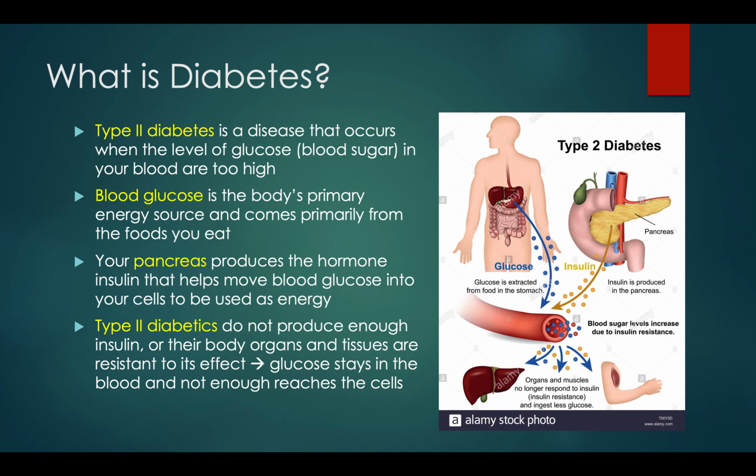With type 2 diabetics, they either do not produce enough insulin or their body organs and tissues are resistant to its effect. And therefore, the blood glucose stays in the blood and is not able to reach the cells. And again, in an elevated state, it can cause damage to cells and tissues.